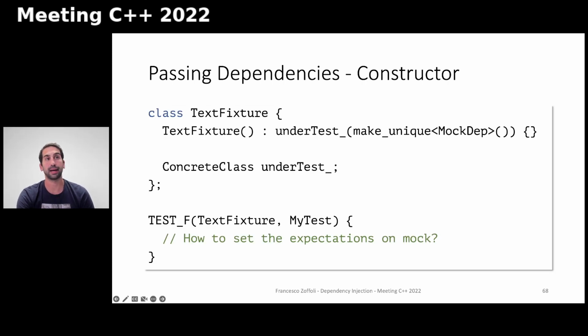So here again, I'm using Google Test as an example, but the problem is similar in other testing frameworks. In our fixture, which is instantiated for each test, we create our concrete class, and we want to pass down our dependency, which is a mock dependency. And once our test starts, our mock dependency has already been moved into the class under test. So we cannot access the mock anymore to set the expectations.